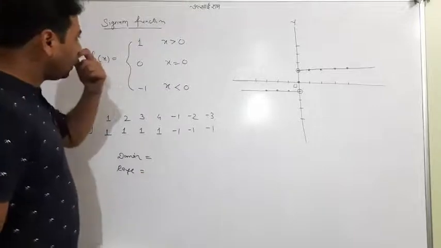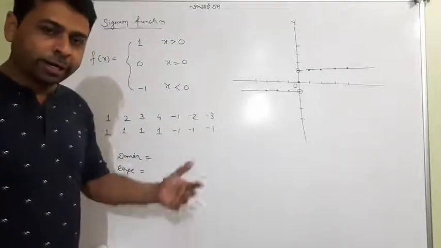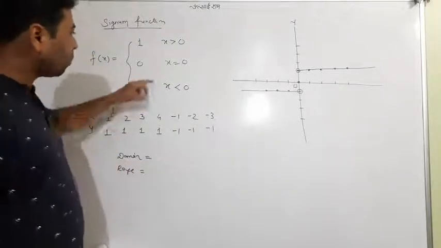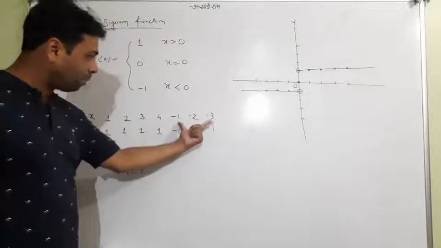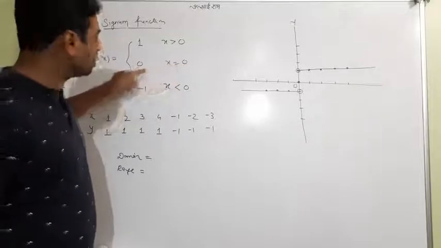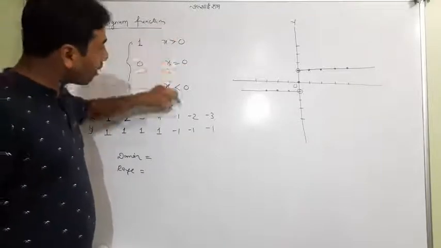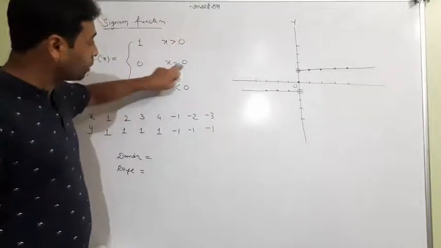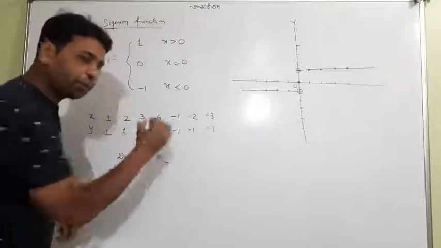So domain will be all the values you can put instead of x. Instead of x you can put a negative number, you can put a positive number, you can also put 0. For 0 it is 0. So you can put all the values, positive values, negative values and 0. So domain will be the set of real numbers.